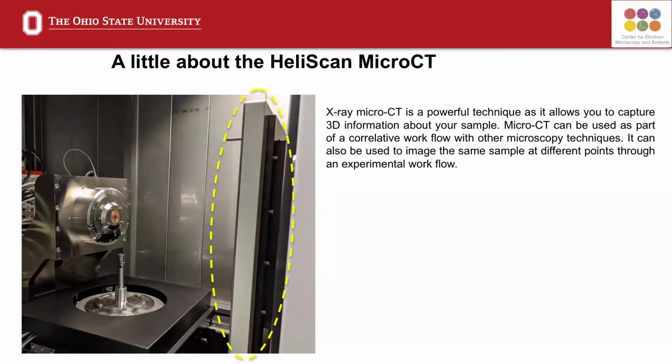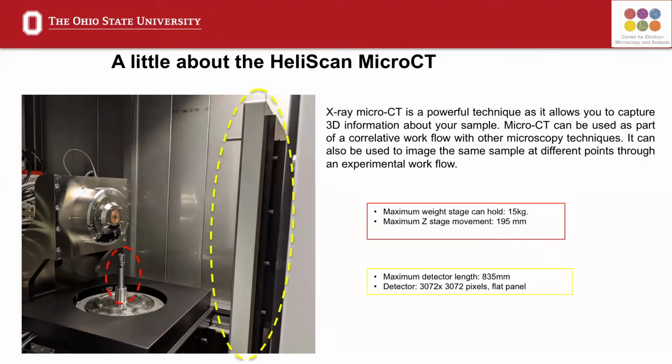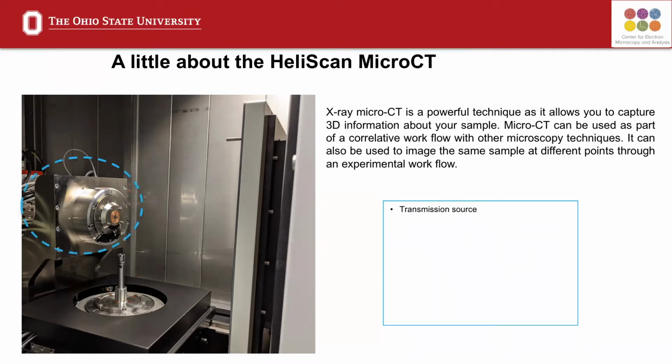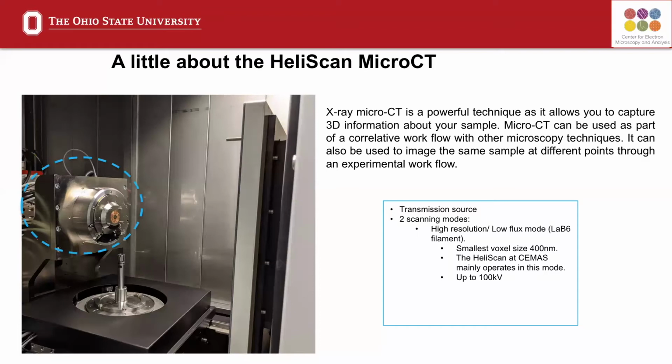The HeliScan uses a flat panel variant detector with 3000 by 3000 pixels. The sample stage can hold around 15 kilos and has a vertical height movement of 195 millimeters. The HeliScan has a transmission X-ray source with 2 scanning modes. We mainly operate in the high resolution low flux mode using a LaB6 filament. In this mode, the smallest achievable voxel size is 400 nanometers and the maximum tube voltage is 100 kilovolts.